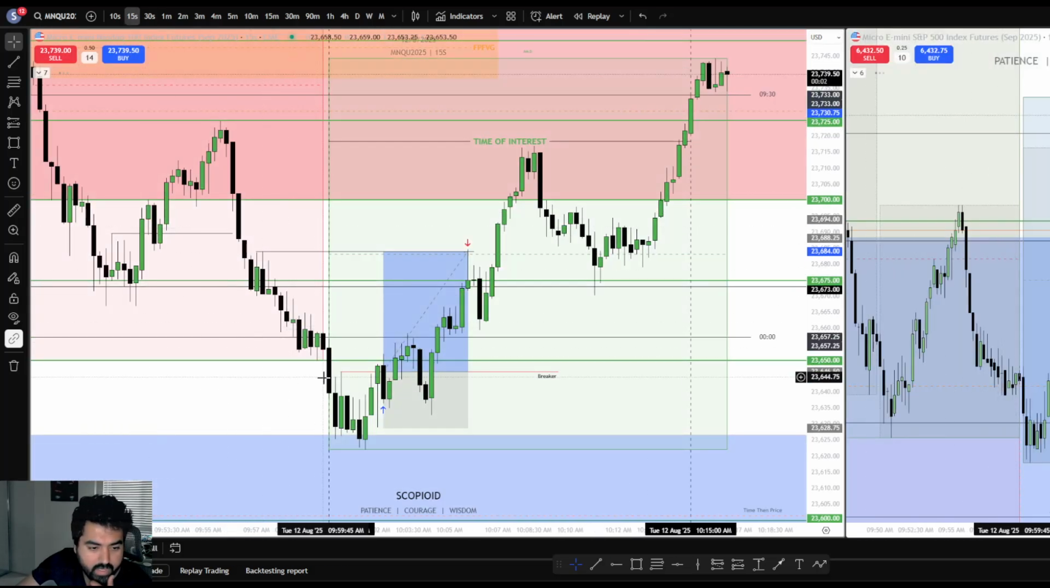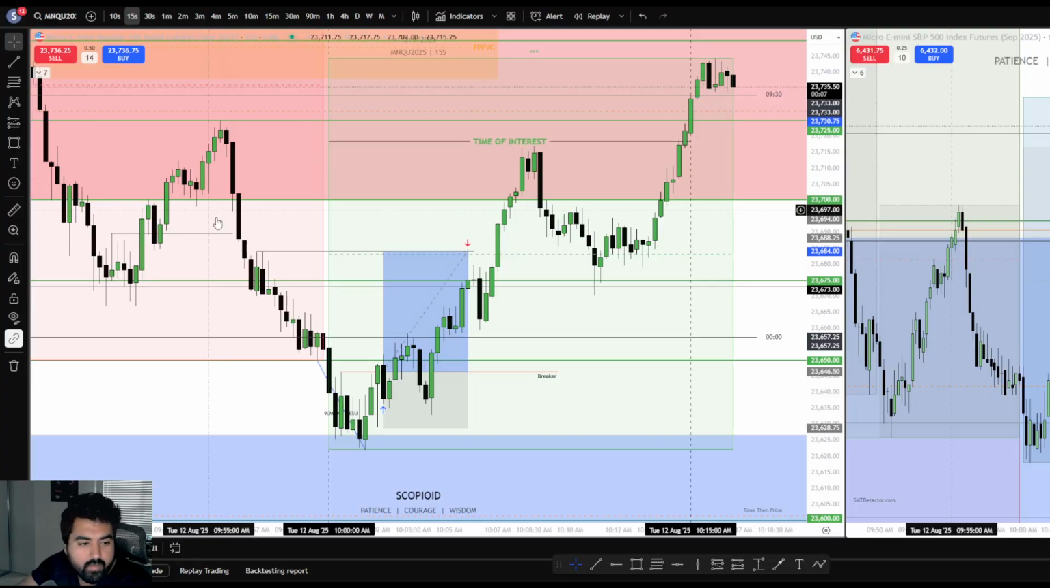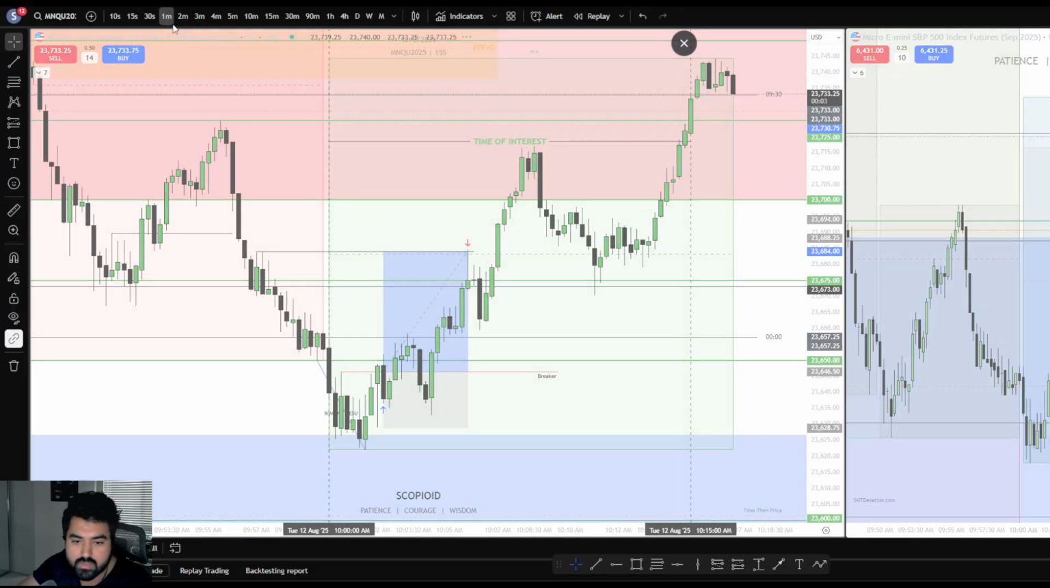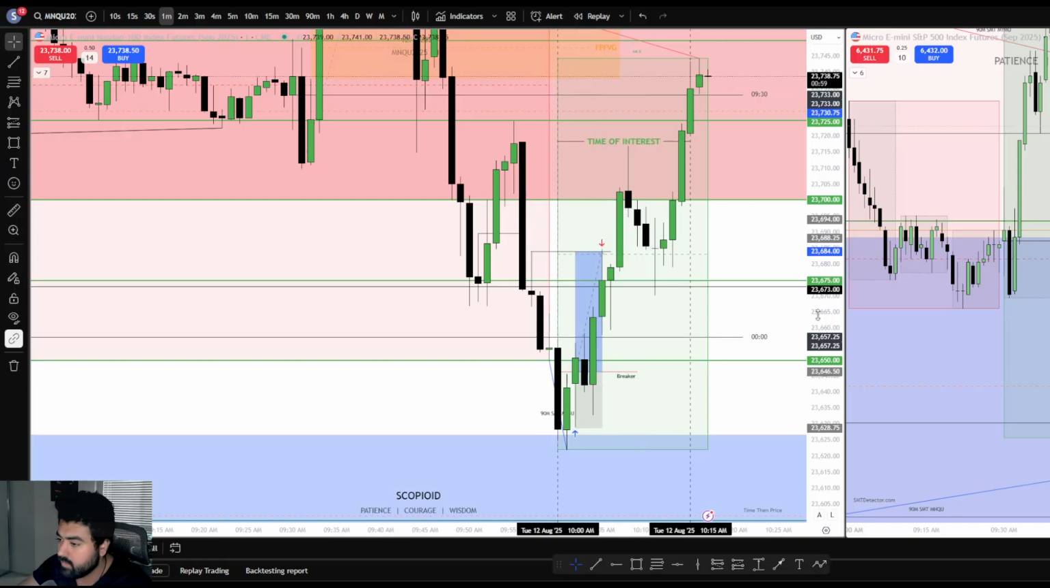So I saw this breaker form inside a fair value gap on a 15-second chart. I wanted the price to go above it. When it went above it, it closed here, right? And then I entered on that breaker. My target was this high over here, and the trade was finished in like 2-3 minutes.